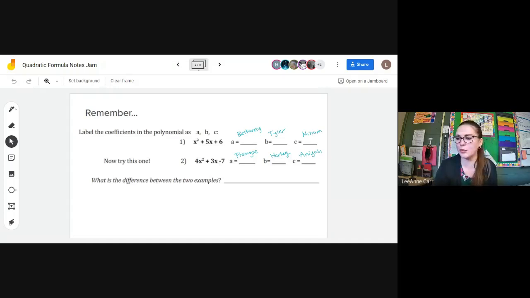For our second one, I would like Promise to give me our A value, Harley to give me the B value, and Anaya to give me the C value. Just throw it in the chat for me.